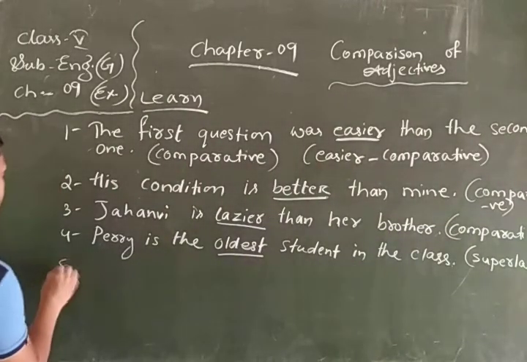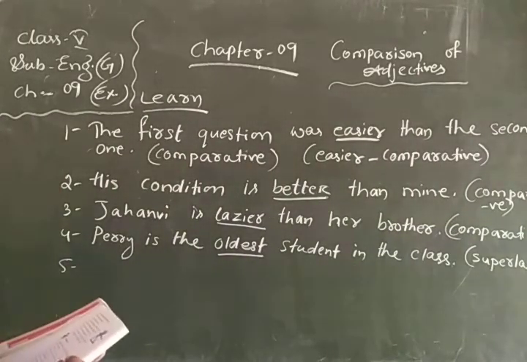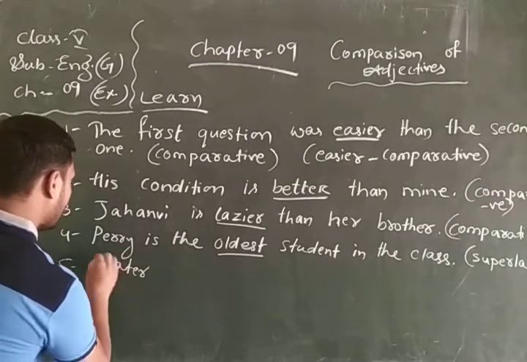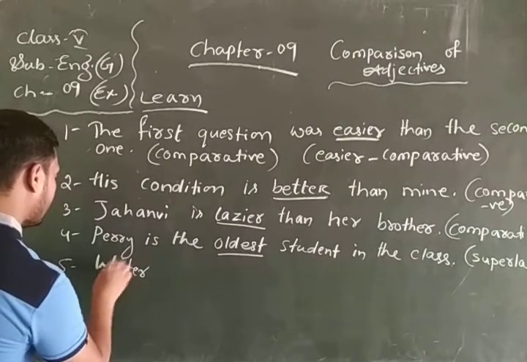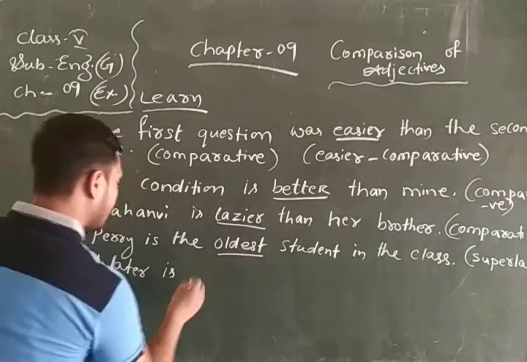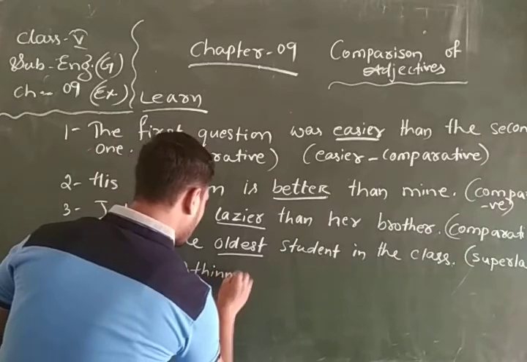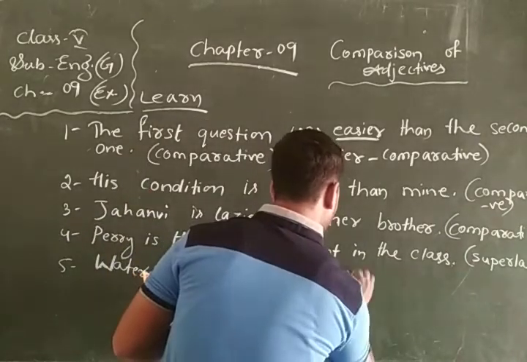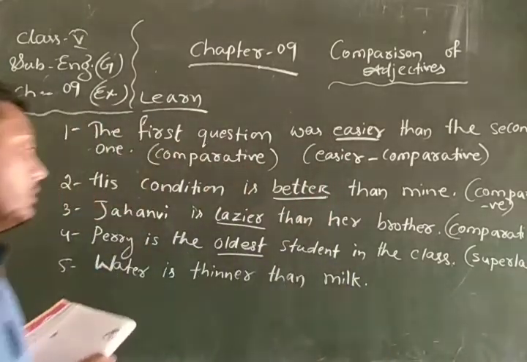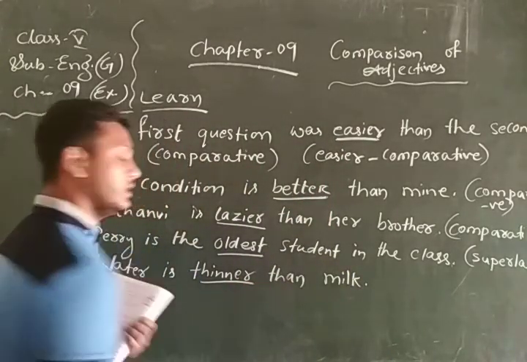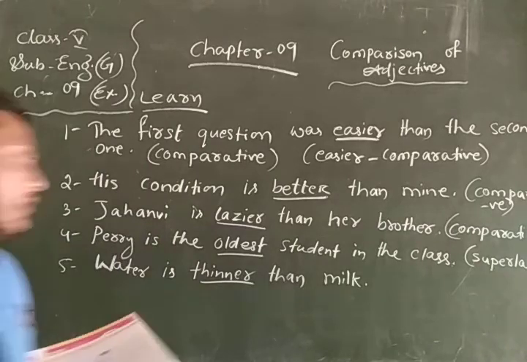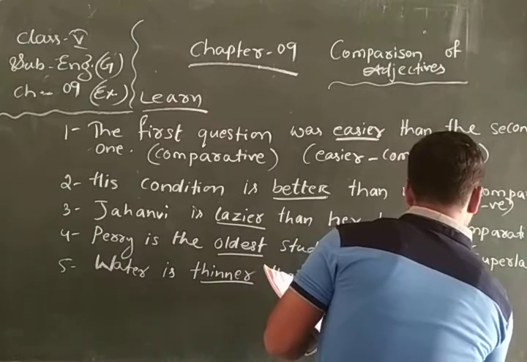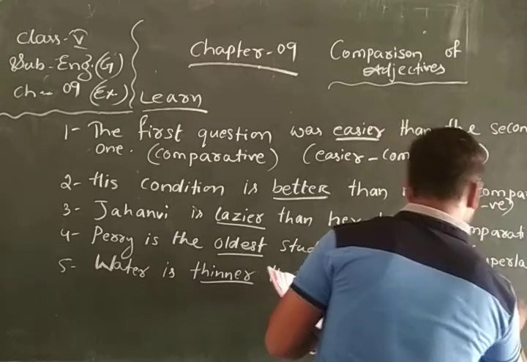Number 5, water is thinner than milk. Here thinner is the modifier, and it is the comparative form.